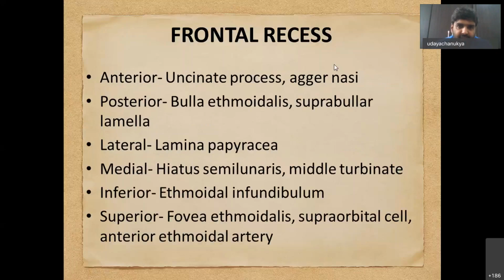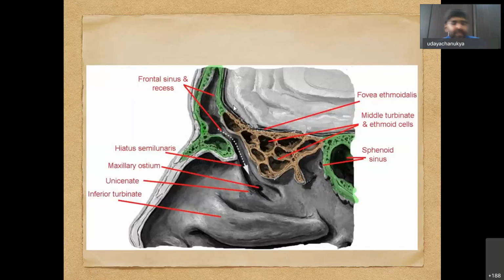Frontal recess. This is the most significant thing which we have to discuss. The anterior border of the frontal recess is formed by the uncinate process and the agger nasi. The posterior border is given by the bulla ethmoidalis. Laterally, it is the lamina papyracea. Medially, it is the middle turbinate and the hiatus semilunaris. Inferiorly, it is formed by the ethmoidal infundibulum, and superiorly, it is the fovea ethmoidalis or supraorbital cell or anterior ethmoidal artery. We will discuss this in the picture.